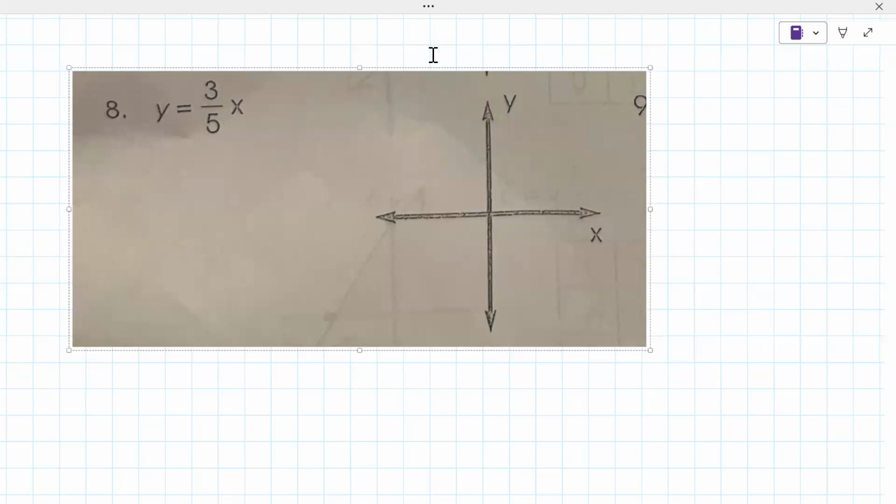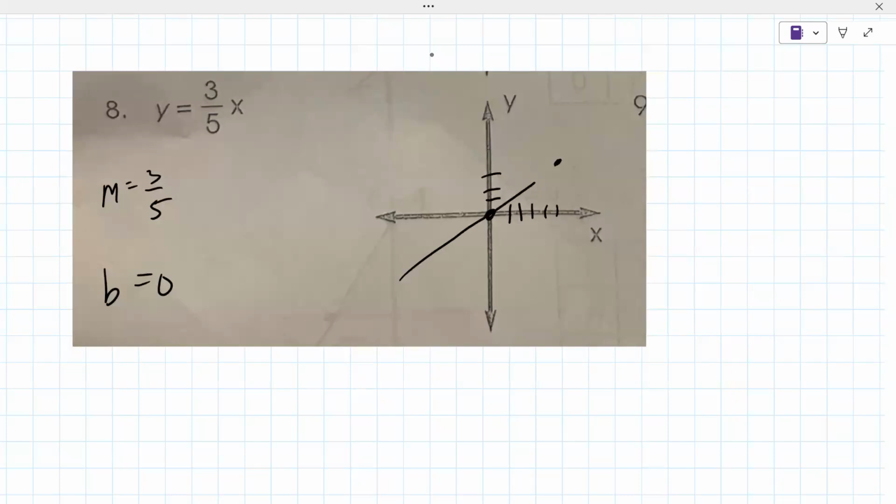Okay, do you have something graph for this? Yeah. All right, so the slope is 3/5 and the B value is 0. You go up 3 and right 5. Does that make sense? Yeah. Okay. So we're going to look at number 5 next.